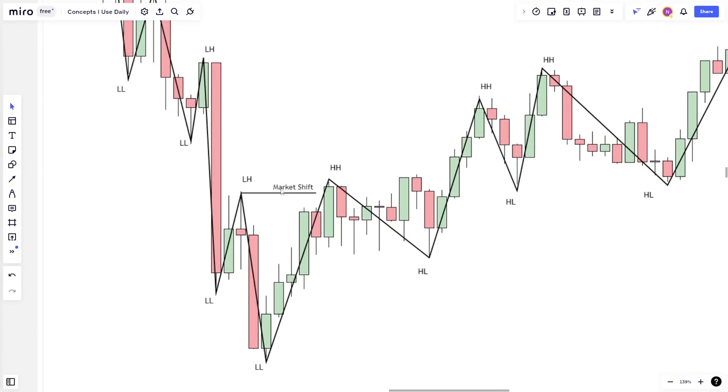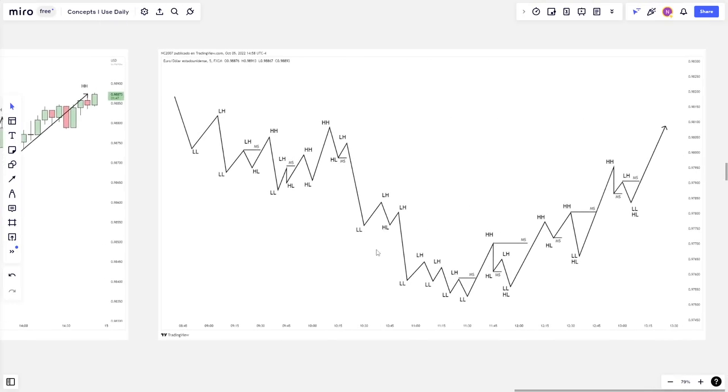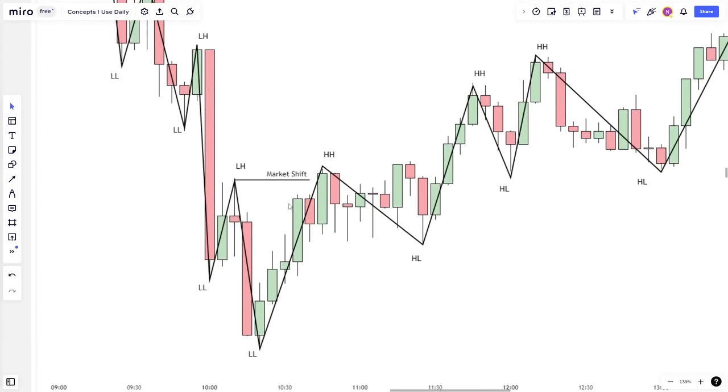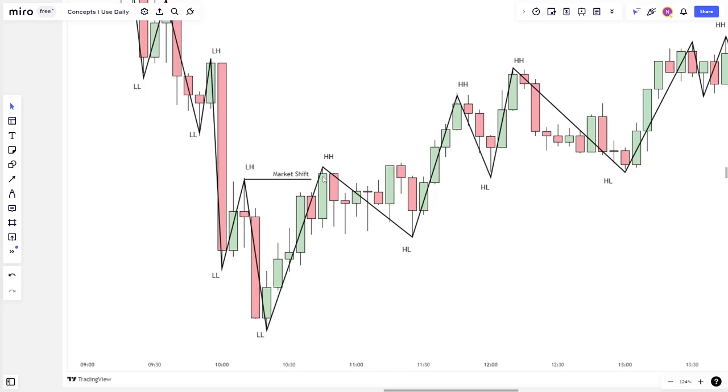So what dictated this market shift there? The simple fact that price was going lower by creating lower lows and lower highs, and then a higher high was created, changing that. And here is when the issues begin, because you could say, okay, well, this might have been a run on buy side liquidity. And it is a run on buy side liquidity.